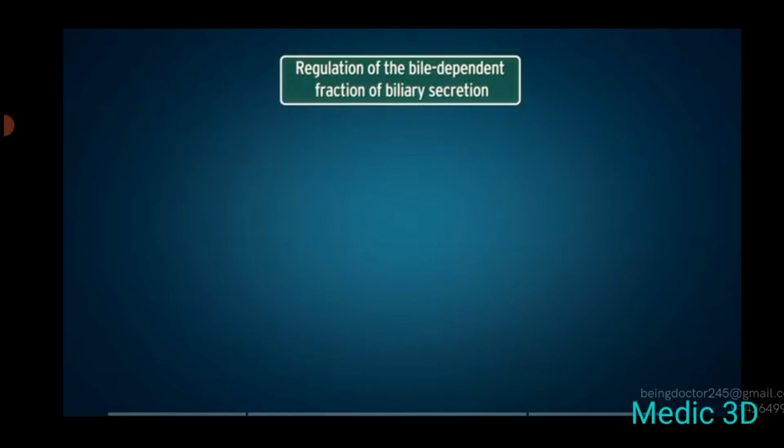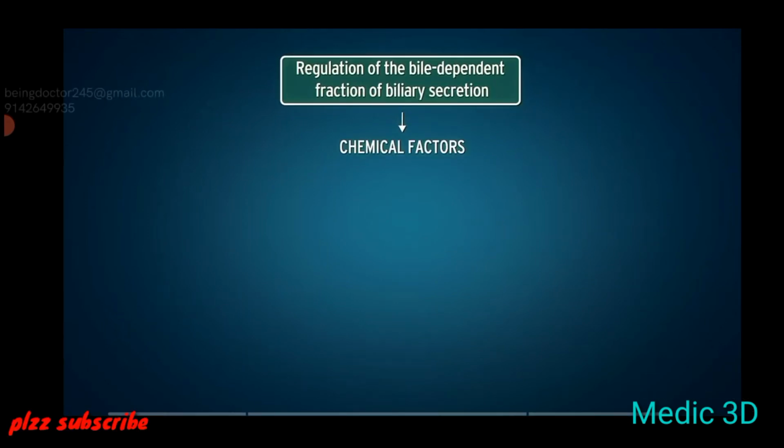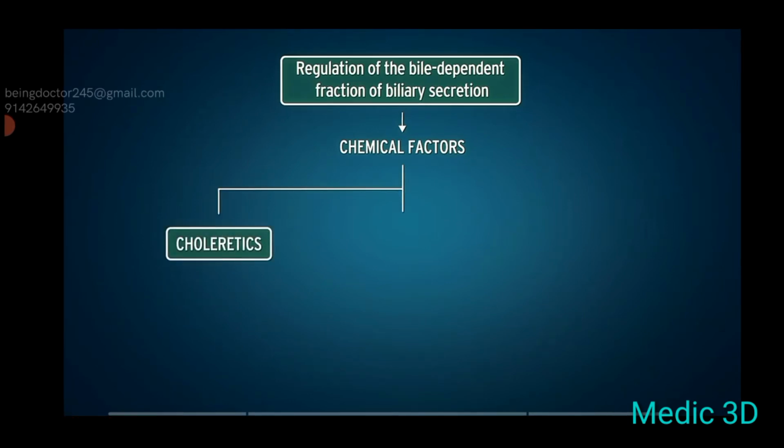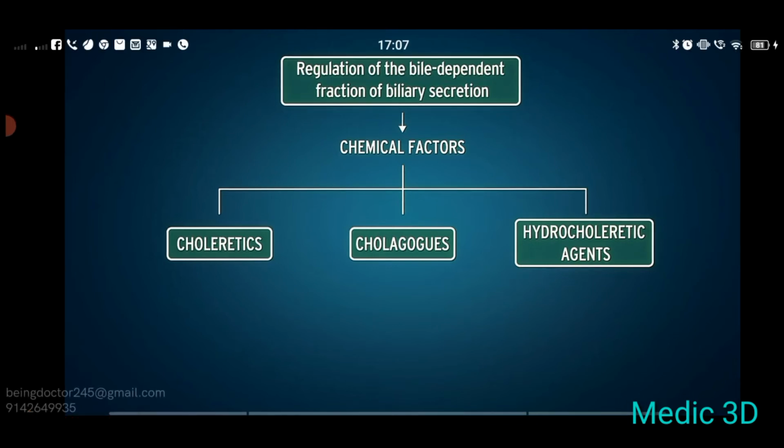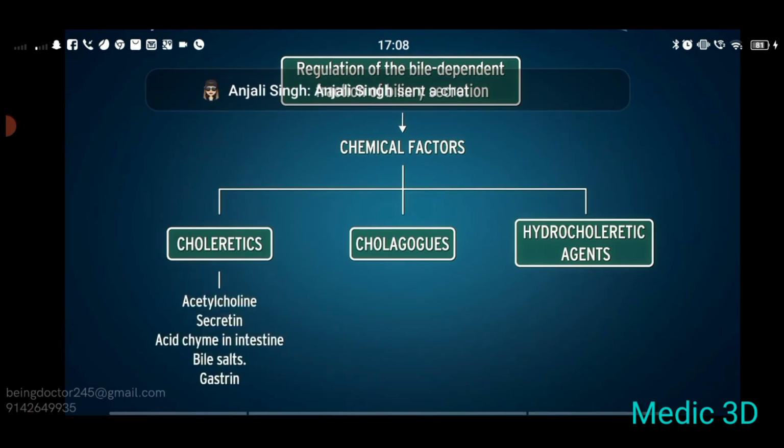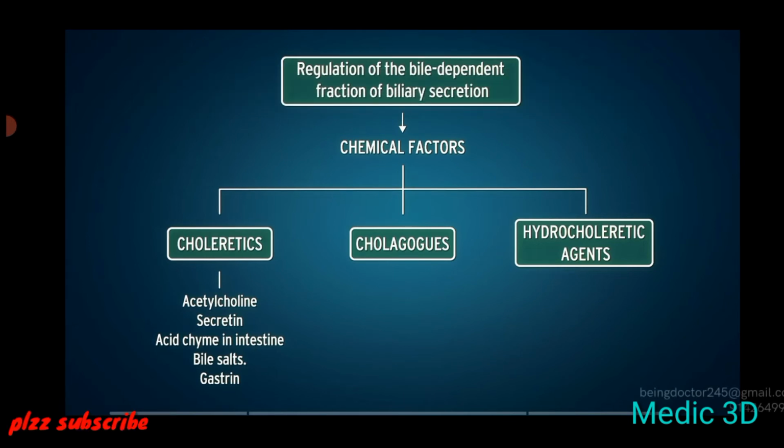Secretion of bile from the liver and release of bile from the gallbladder is influenced by some chemical factors which are categorized into three groups: choleretics, cholagogues, hydrocholeretic agents. Choleretics: substances that increase the secretion of bile from the liver are known as choleretics. Effective choleretic agents are acetylcholine, secretin, acid chyme in the intestine, bile salts, gastrin.